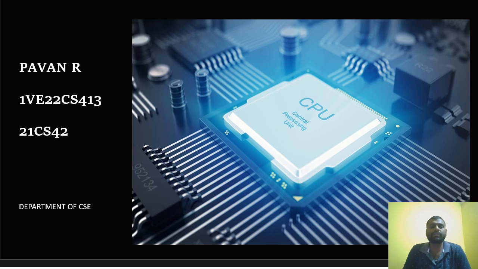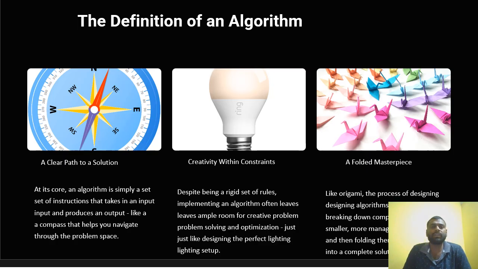Today let's discuss design and analysis of algorithms. The definition of an algorithm: a clear path to a solution. At its core, an algorithm is simply a set of instructions that takes in an input and produces an output, like a compass that helps navigate through the problem space. Creativity within constraints.